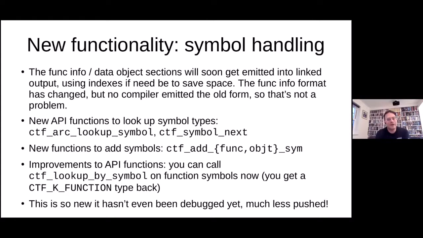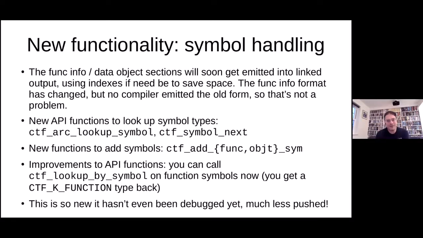There are a few new API functions to look up types of symbols and iterate over all symbols. You can say, given the CTF archive, tell me which dictionary inside the archive has the type of this symbol in it and give me the type back. And there are functions to add symbols to dictionaries as well, because how else could we create them?